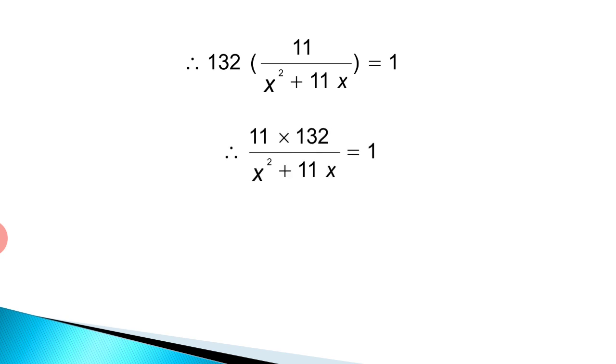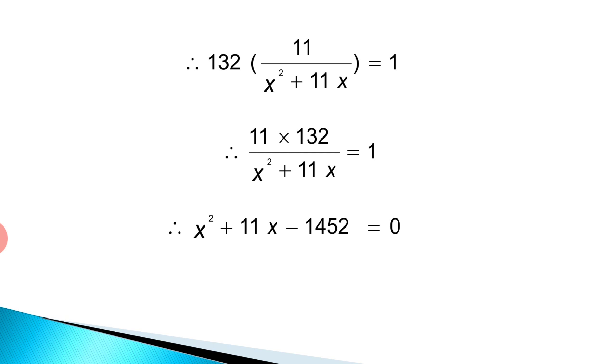Solve further. So x and x cancel, and you get 132 into 11 upon x square plus 11x is equal to 1. Cross multiplication, and multiplying 11 into 132, you get 1452. So the equation is x square plus 11x minus 1452 is equal to 0. Now here a is equal to 1, b is equal to 11, c is equal to minus 1452.